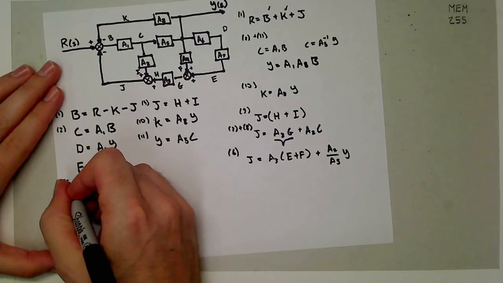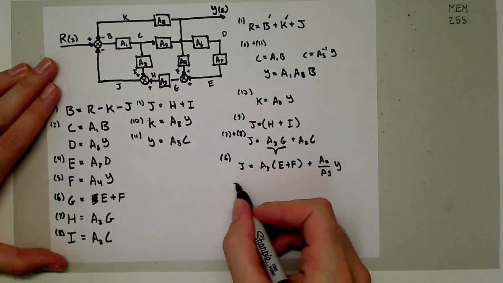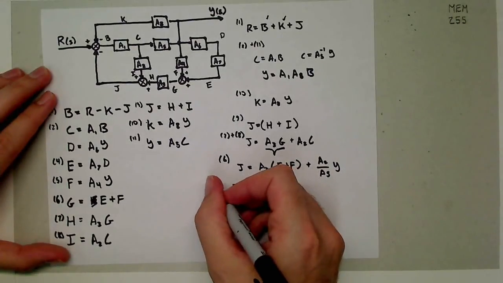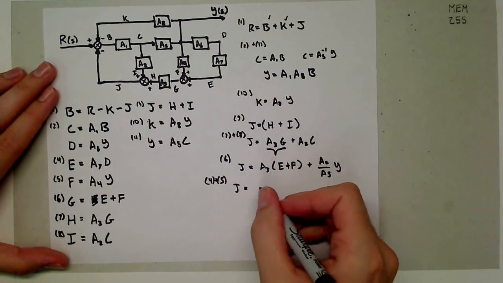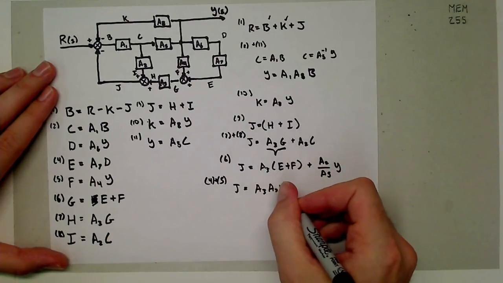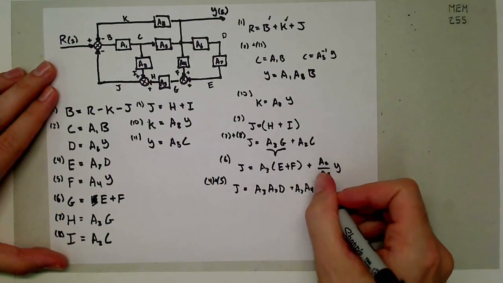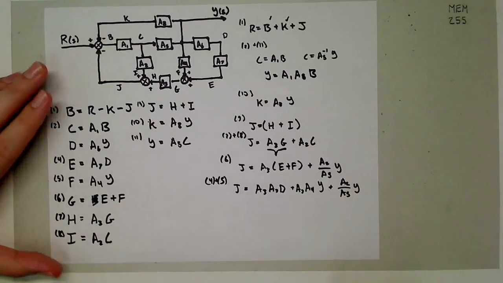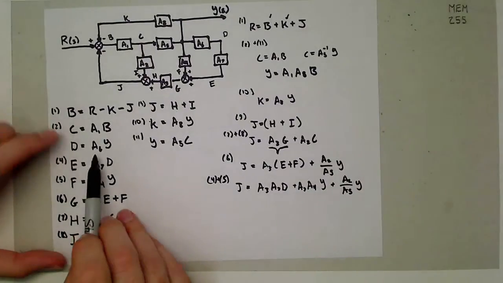F comes out nicely because it already is related to Y. So F is already equal to A4Y, so we can just say J is equal to, we'll use equations 4 and 5 now. So J is equal to A3 times the equation for E, which is A7D, plus the equation for F, A3A4Y, plus A2 over A5Y. Great, so now we have two substitutions for Y and this for D.